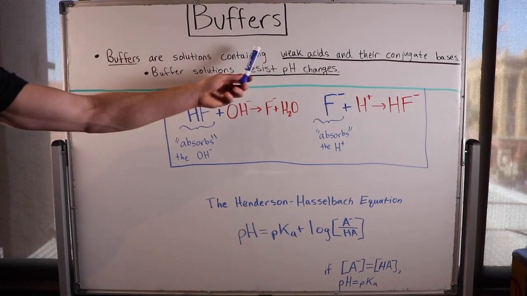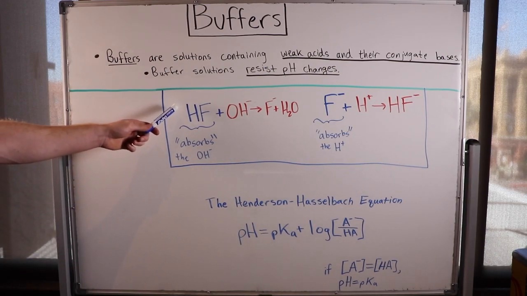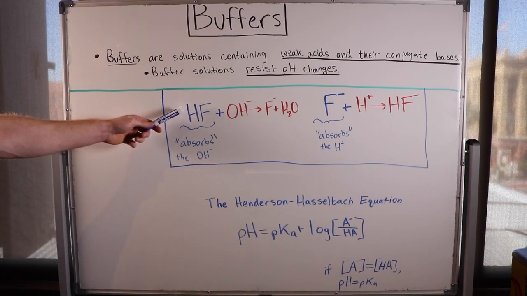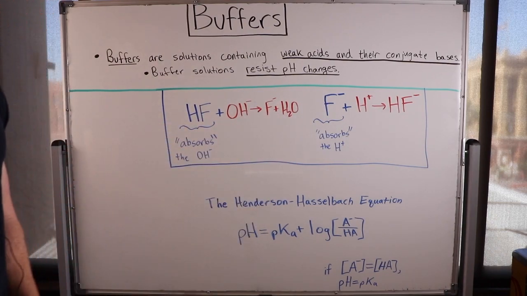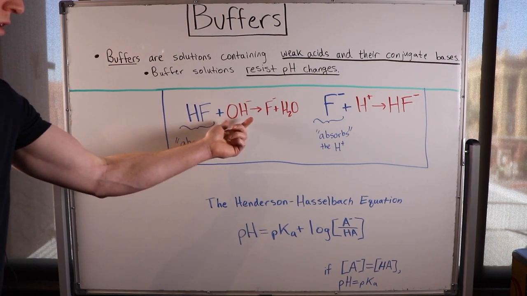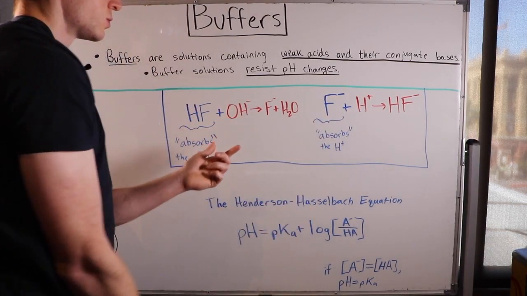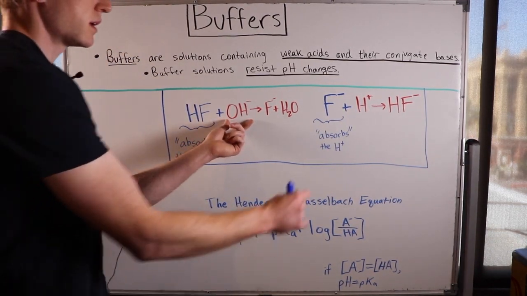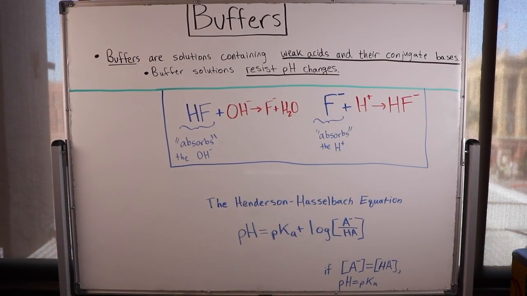Well, we know a buffer contains a weak acid and its conjugate base, so I wanted to use the same example we did where we had hydrofluoric acid, a weak acid with its conjugate base, the fluoride ion, and how they sort of, quote-unquote, take the hit for the solution by getting rid of the two things that we know to affect pH the most. So we know that hydroxide ion and hydrogen ion have a severe impact on the pH of a solution.